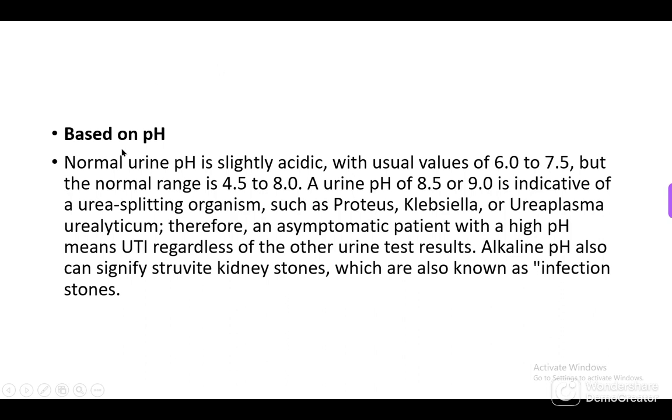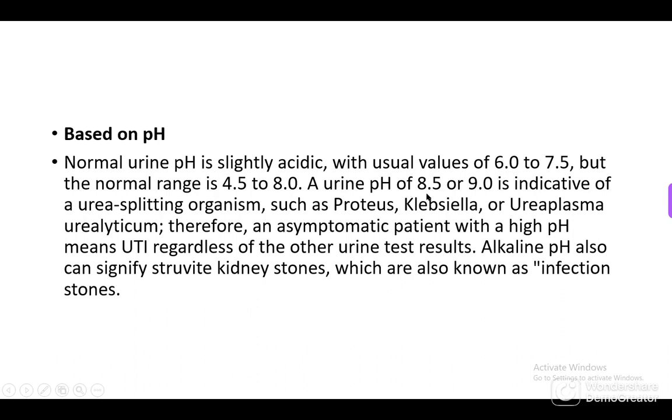I have left the pH for you, because it is always slightly acidic, ranging between 6 and 7.5. However, the normal range is 4.5 to 8, and 8 is the maximum. A urine pH of more than 8, such as 8.5 or 9, is indicative of urea-splitting organisms such as Proteus, Klebsiella, Ureaplasma urealyticum, etc. Therefore, in an asymptomatic patient, a high pH means UTI regardless of the other urine test results. This is very important.